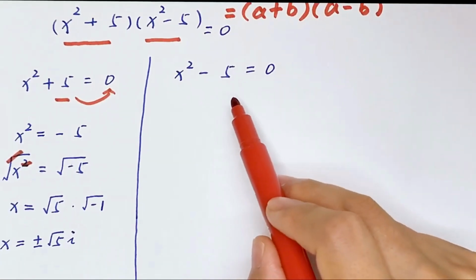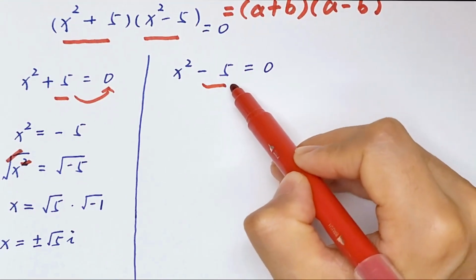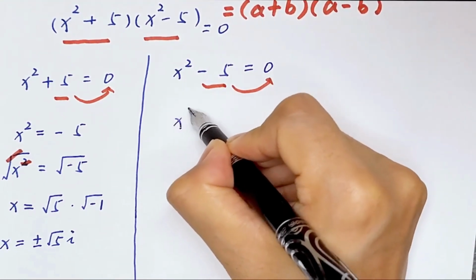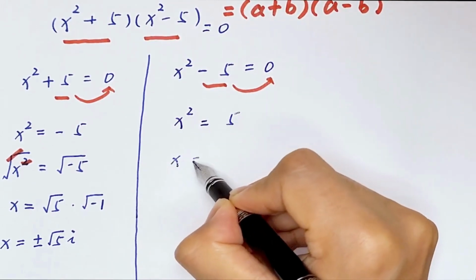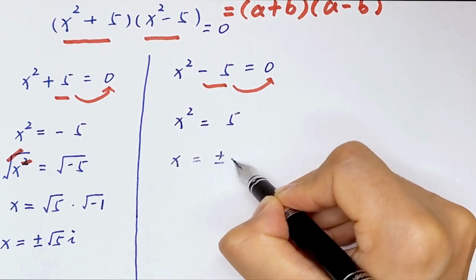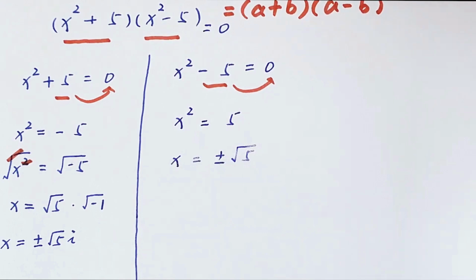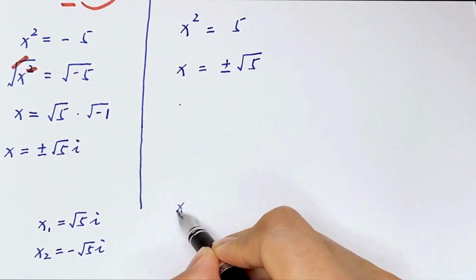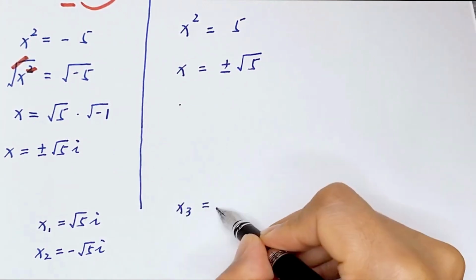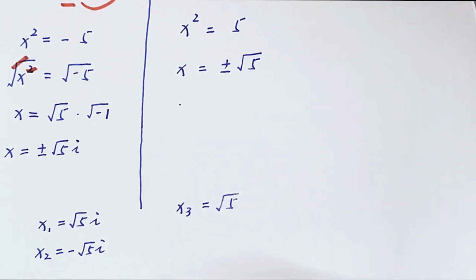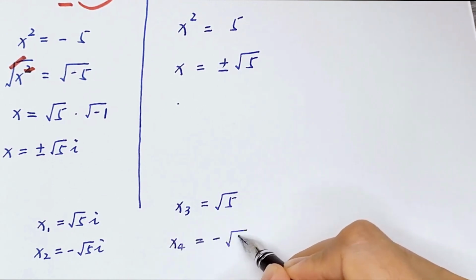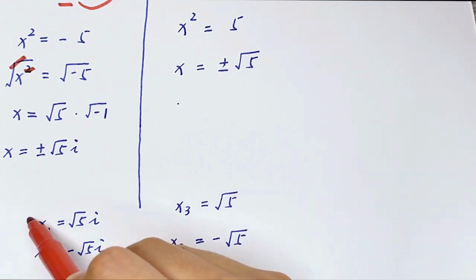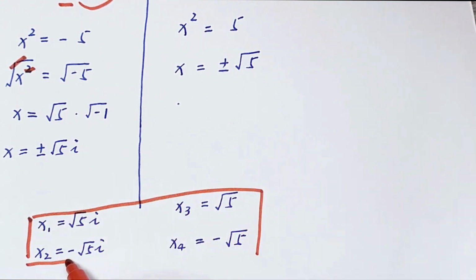And from the other equation, negative 5 takes to the right side, so x squared is equal to 5. Then x is equal to plus or minus the square root of 5. So from here, we have 2 values of x: x is equal to square root of 5, and x is equal to negative square root of 5. So these are all the roots of x from our equation.